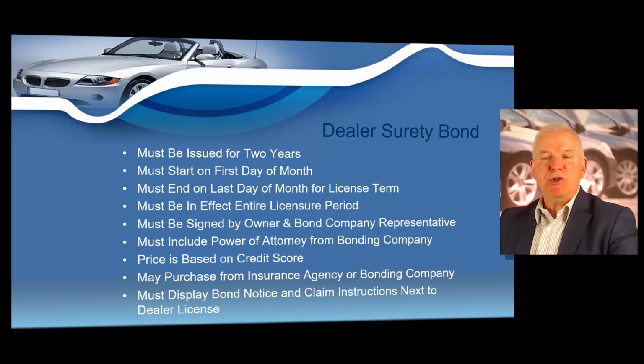The bond must be issued for 2 years and must start on the first day of the month and end on the last day of the month corresponding to the license term. For example, September 1st, 2021 to August 31st of 2023. You must maintain your bond during your entire licensure period.